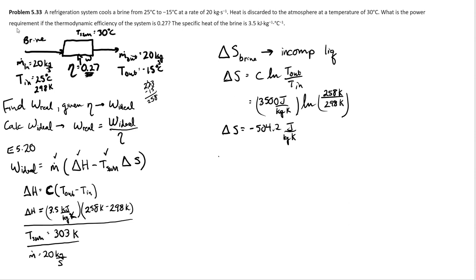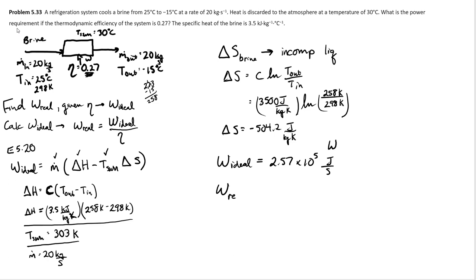And then we can calculate our ideal work. We put our numbers in, and that will be 2.57 times 10 to the 5th joules per second. What's a joule per second? That's a watt. So that's watts. Our units are joules per kilogram, kilogram per second, so we're left with joules per second. So that's our ideal work.